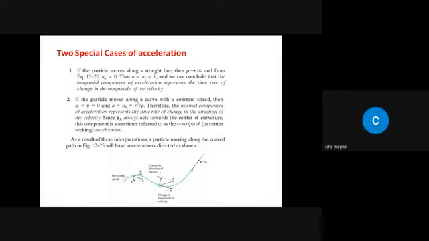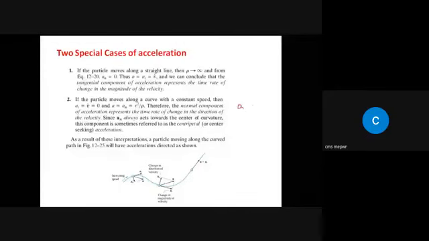Okay, so the two special cases for acceleration while using the normal-tangential coordinate system. Let's look at the first one. What is acceleration? If we want to define acceleration, this is change in velocity with respect to time, right?